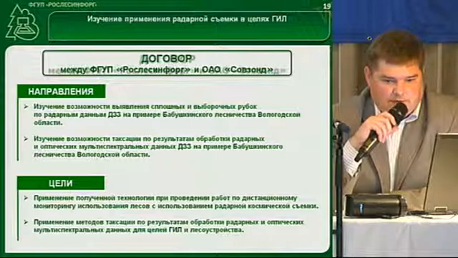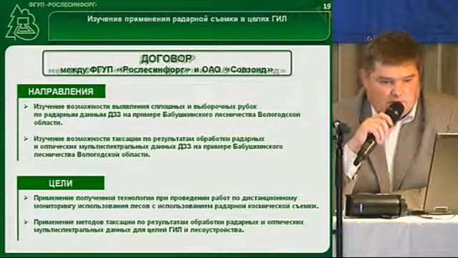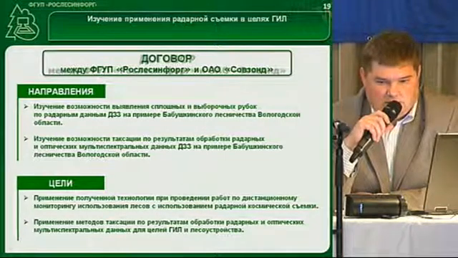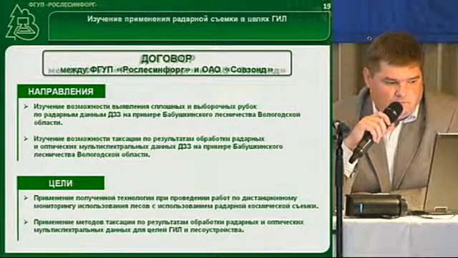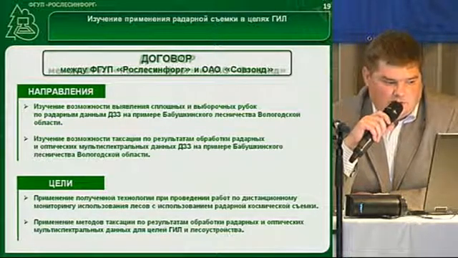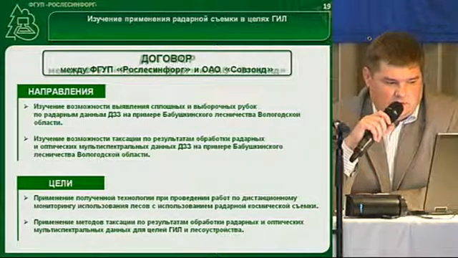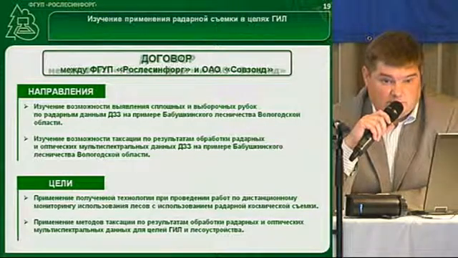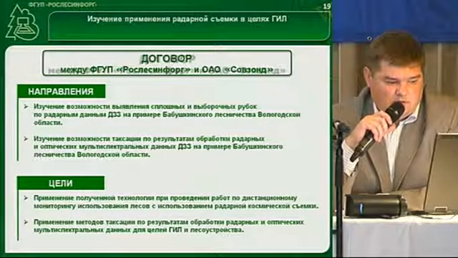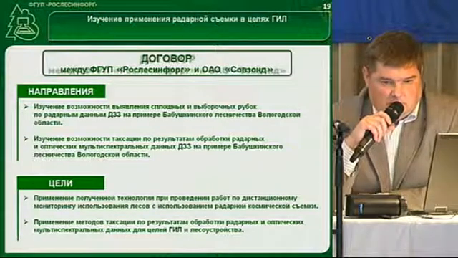As a result, going back to the first two directions of the development and improvement of the state inventory of forests, Roslesinforg and Sovzond have struck an agreement within which we'll be doing some experimental work, which will help us to study the possibility of detecting ad hoc cutting using radar images, and then the possibility of proper forest classification, again based on radar and multispectral imagery. This experiment is done in one of the forestry departments of the Vologda region.